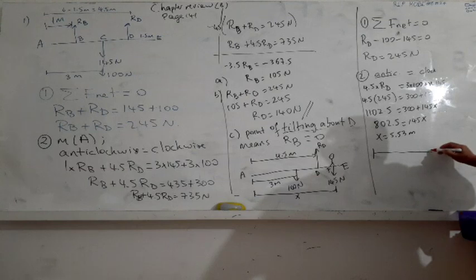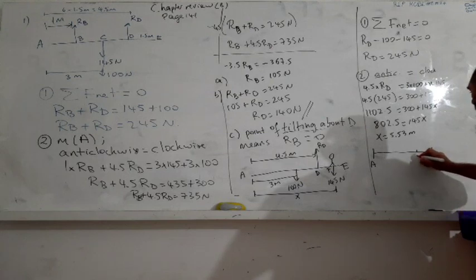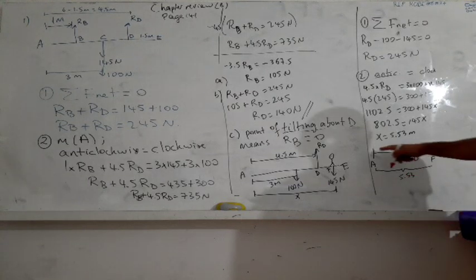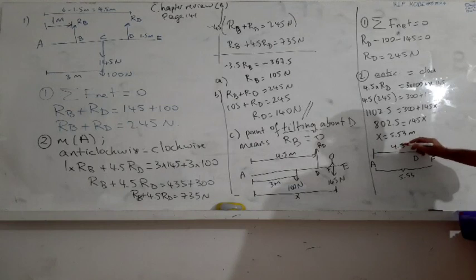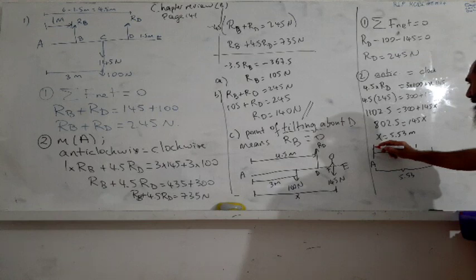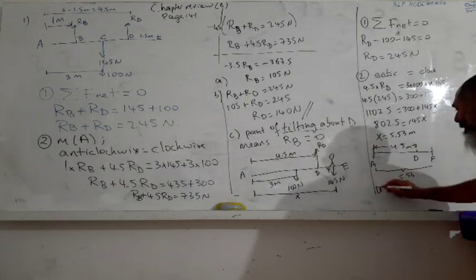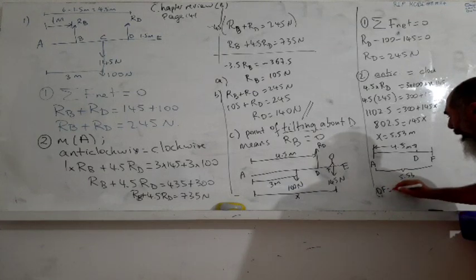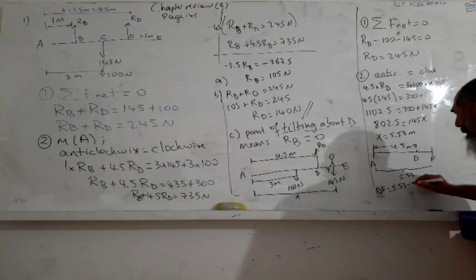From A, the distance is 5.53. And the distance from A to D is 4.5. So DF is going to be, this is the distance from A to D, so from D to F, the distance is going to be 5.53 minus 4.5. So it is going to be 1.03 meters.